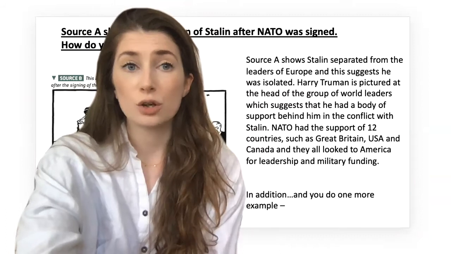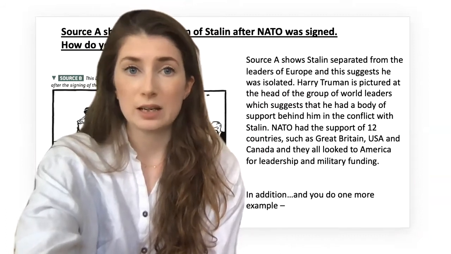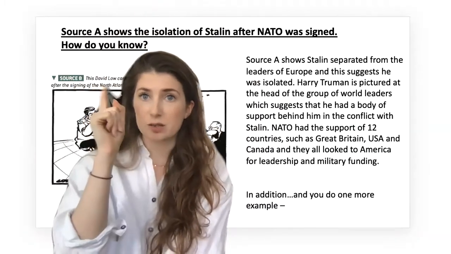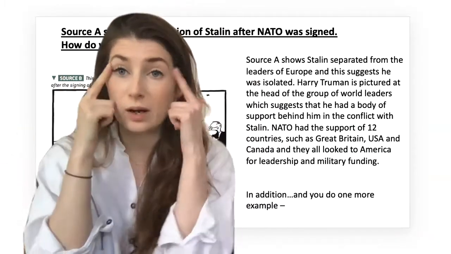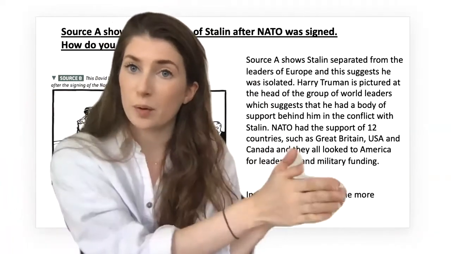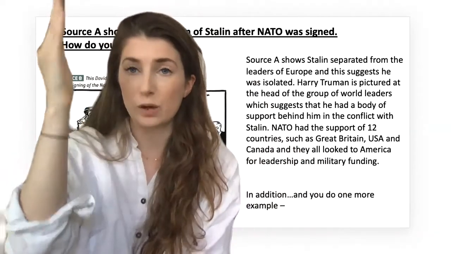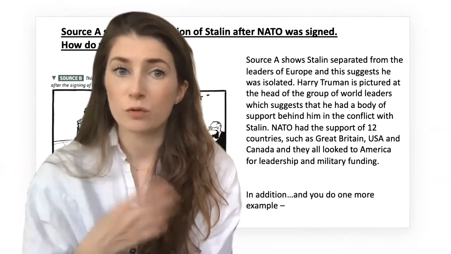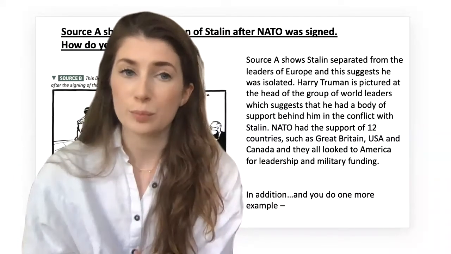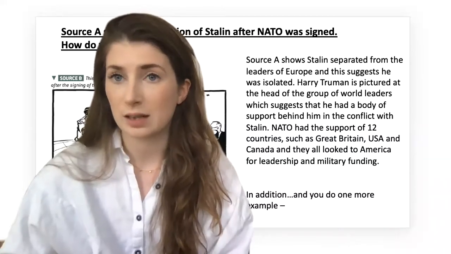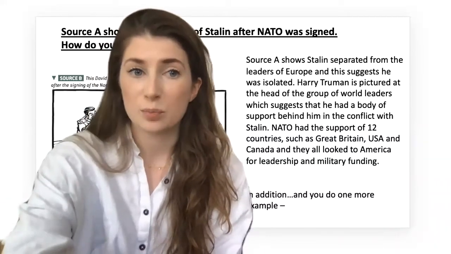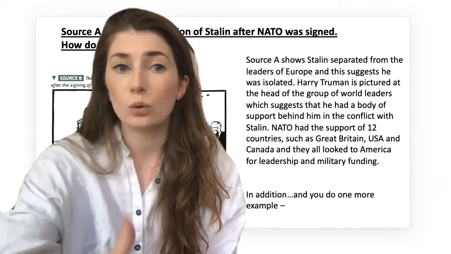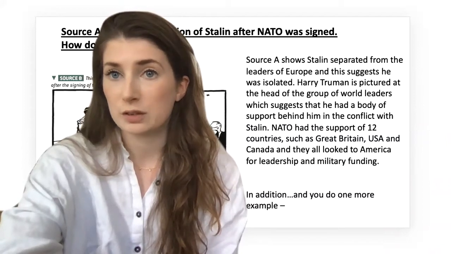Source A shows Stalin separated from the leaders of Europe. And this suggests he was isolated. My question asked about isolation. There we go. I've told you what I see in the source. It shows him separated. I've told you how it links to the question and isolation. Harry Truman is pictured at the head of the group of world leaders, which suggests that he has a body of support behind him in the conflict against Stalin. NATO had the support of 12 countries such as Great Britain, the USA, and Canada, and they all looked to America for leadership and military funding.